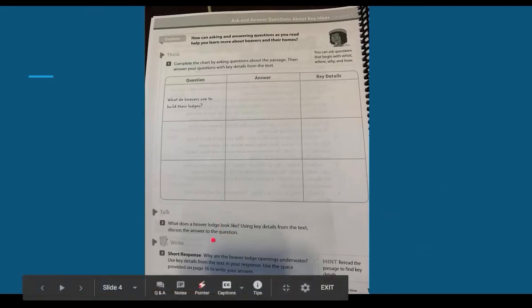And last but not least, if you guys can do some writing, your third question says, why are the beaver lodge openings underwater? Use key details from the text in your response, and use the space provided on the page to write your answer. If you don't have this page, you can just use binder paper. You can take a picture and send it to me.